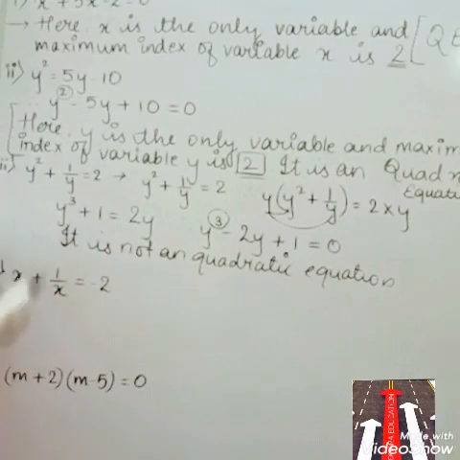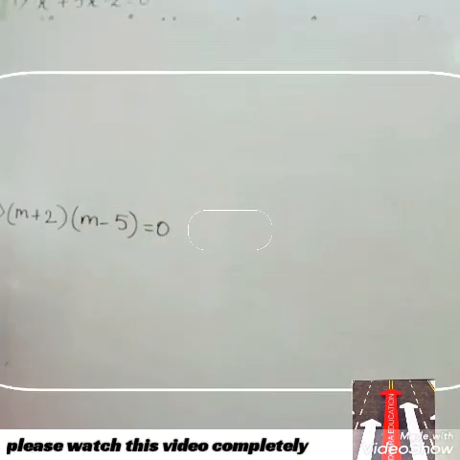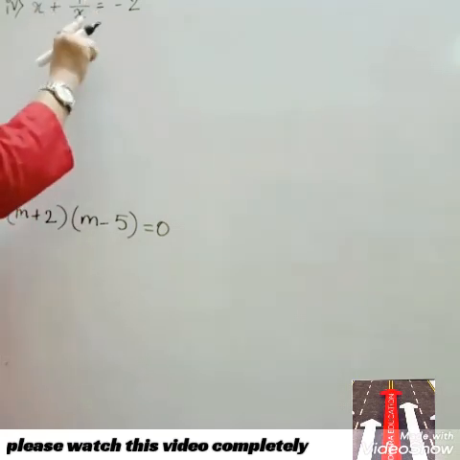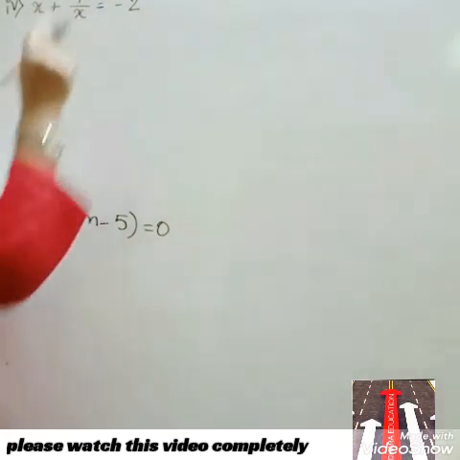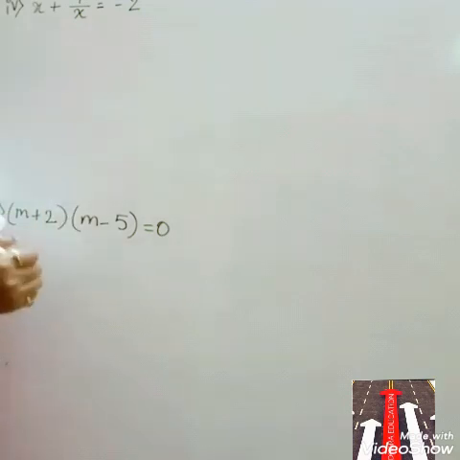Alright. So now we will go further, that is x plus 1 upon x is equals to. So now students, in the fourth sum, x plus 1 upon x is equals to minus 2. Okay. So again we need to rearrange, but before rearranging the things, again there is a matter of 1 upon x.